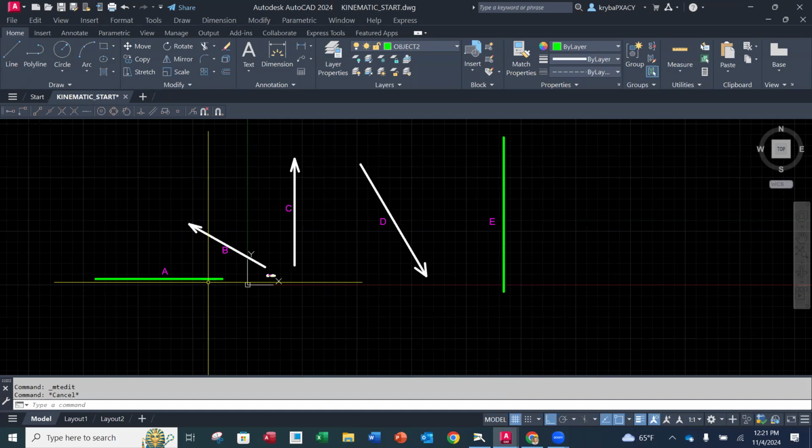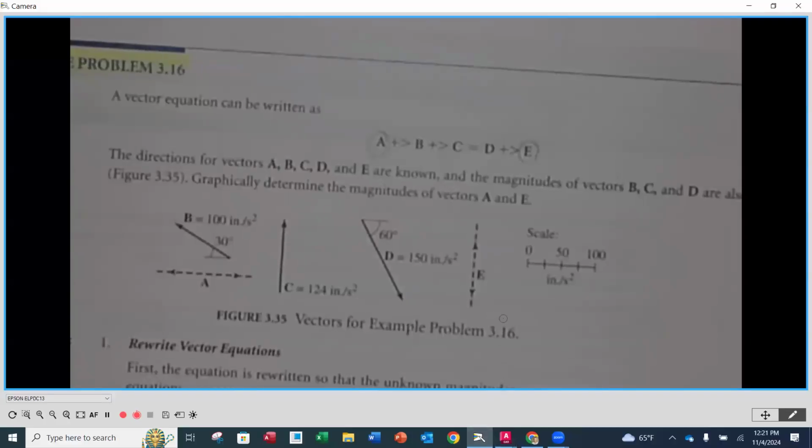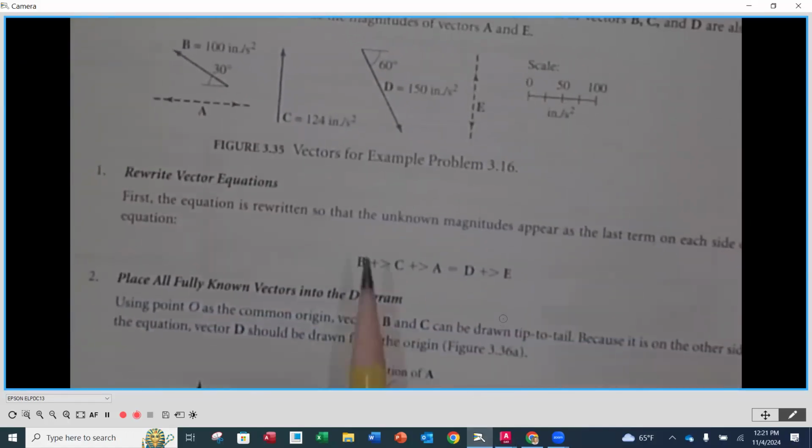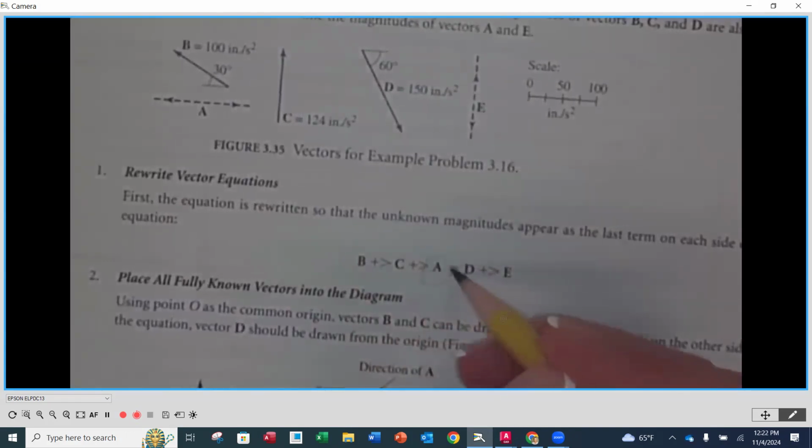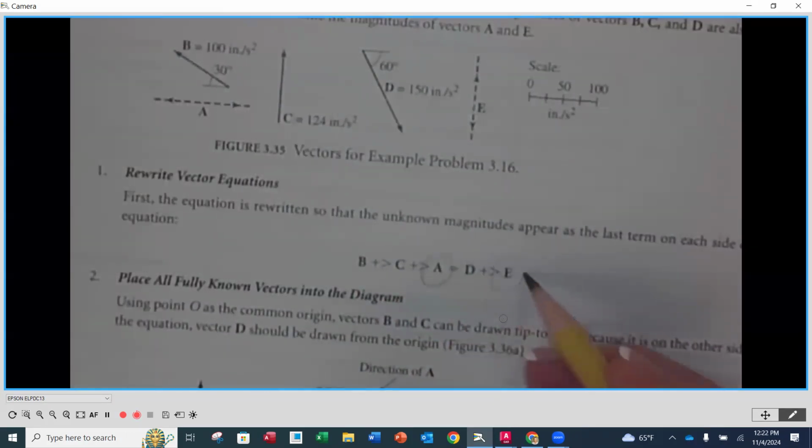So you don't want to start the order of adding or subtracting any one of your vectors with an unknown variable at the beginning, okay? We always want that at the end of our string on that side of the equation. So you're going to notice that what they do is they take that equation and they start with B plus C plus A. So again, this is our unknown at the end of the string on the left-hand side is going to be equal to D, and then E is our other unknown at the end of that string. So we are going to be drawing it in this order or adding them in this order so that we can determine those magnitudes of A and E.